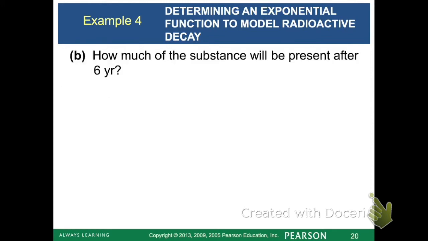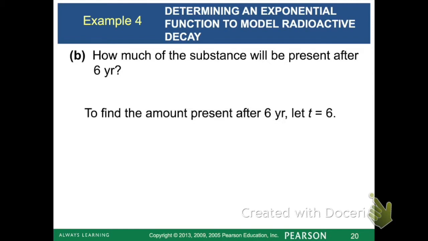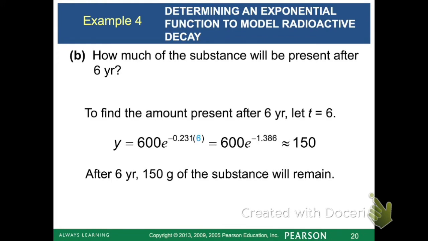Part B, how much of the substance will be present after 6 years. So to find that amount present after 6 years, we're going to let t equal 6. And we're just going to plug that into the equation that we just found. Put that in your calculator, evaluate it, and we get approximately 150. So after 6 years, there's 150 grams of the substance remaining.